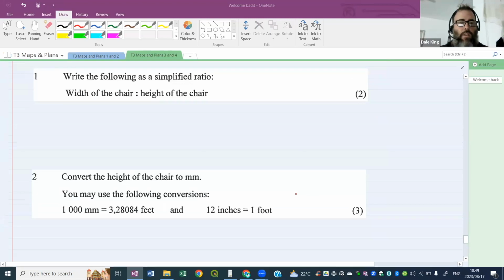Okay, I'm going to do this last question, then we're going to get the quiz. Convert the height of the chair to millimeters. You may use the following conversions. All right, the height of the chair is 42 inches. All right, I need you to convert that to millimeters. I'm going to give you guys 2 minutes.